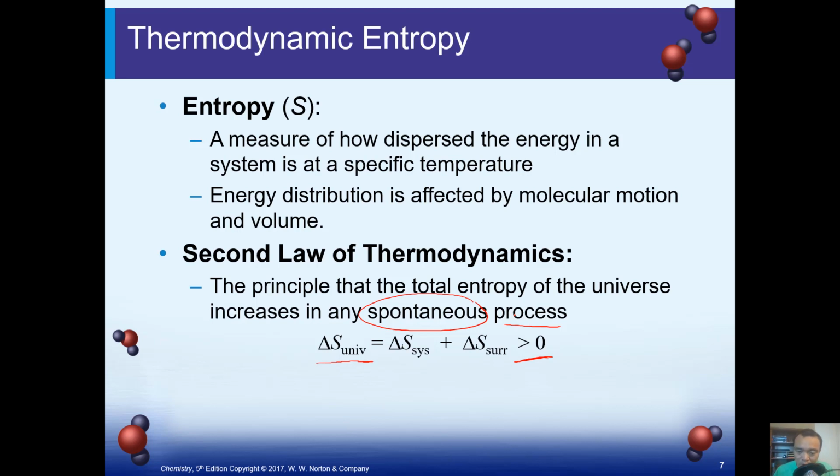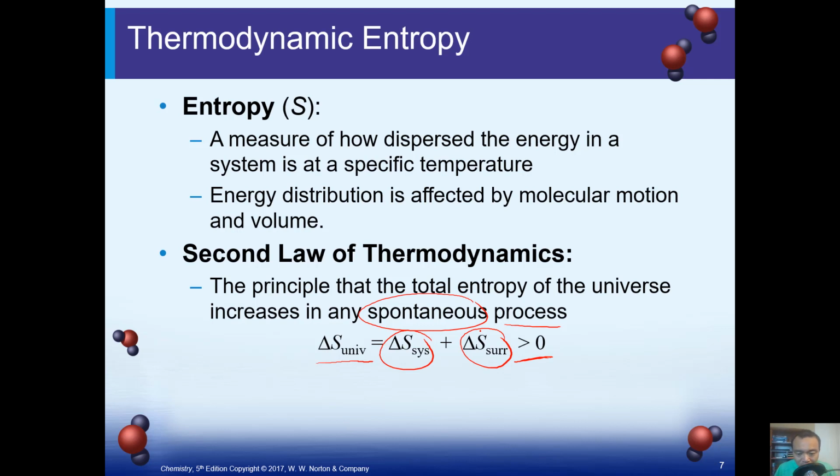Please note, we have already learned that the universe is the sum of the system being considered, for example, the reaction or the physical process, plus the surroundings, which means everything else other than the reaction or the physical process. The change in the entropy of the universe is the sum of the change in the entropy of the system and the change in the entropy of the surroundings, as you can see in this equation.